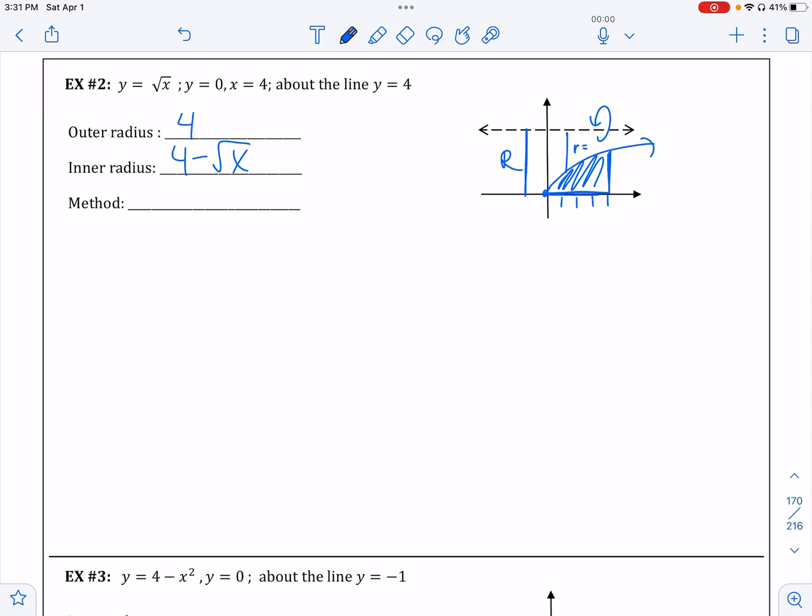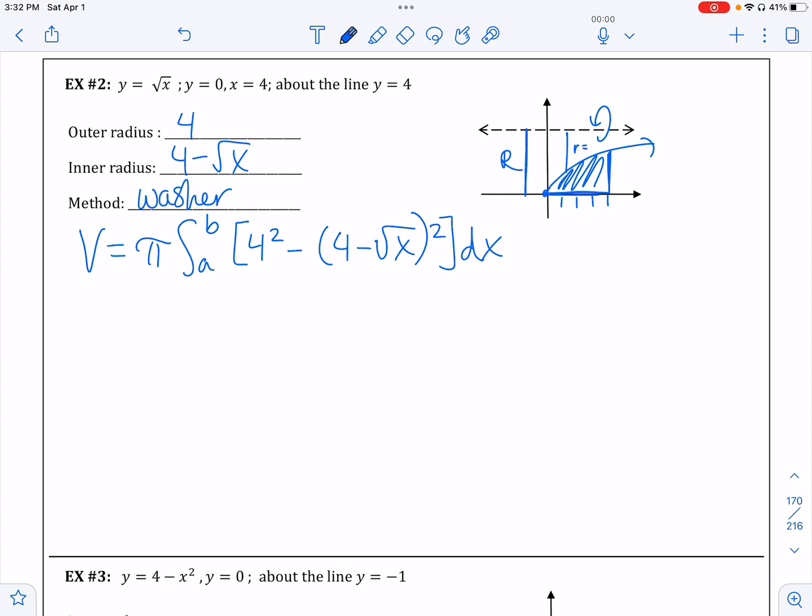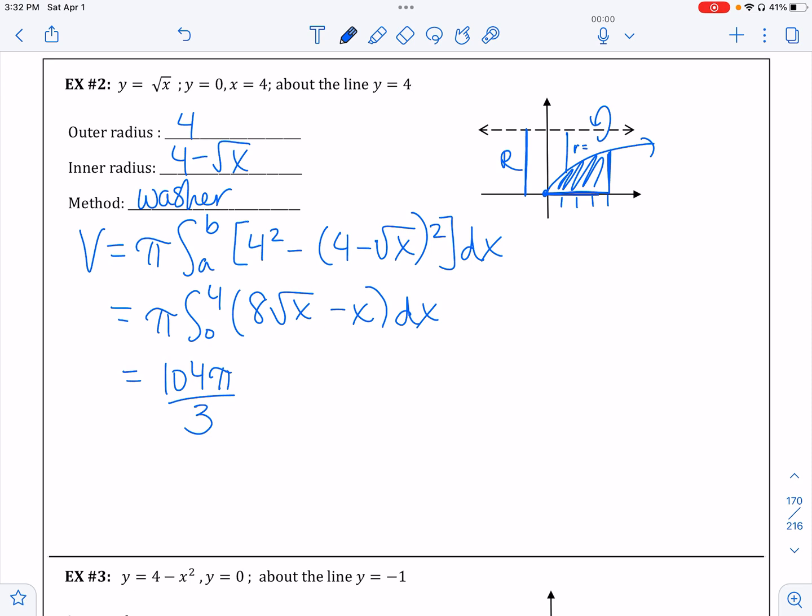And we can tell that we're using a washer method because we have this hole in the middle. So our volume is going to be pi times the integral from a to b of 4 squared minus 4 minus the square root of x squared dx. And this actually comes out pretty clean to an integral from 0 to 4 of 8 square root of x minus x dx, which comes out to 104 pi over 3. At this point, I don't think it's the integrating that would get to you, it would be the setting up.